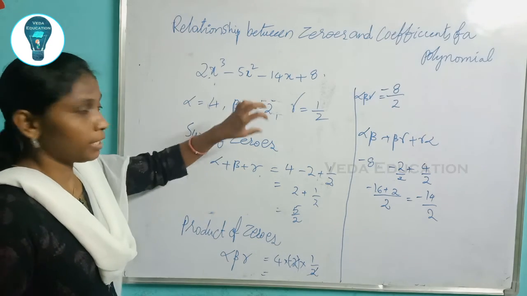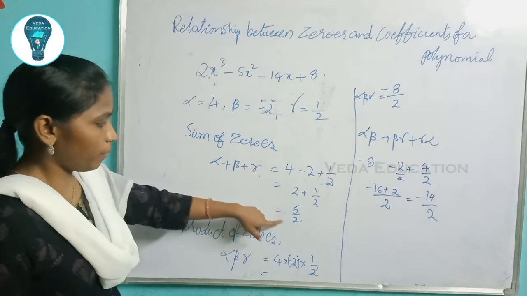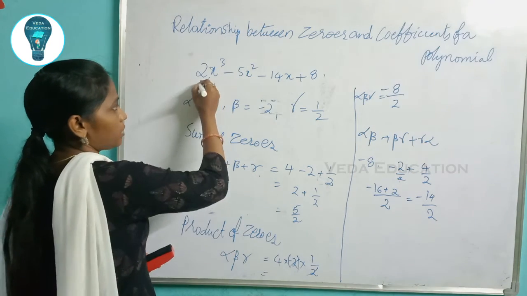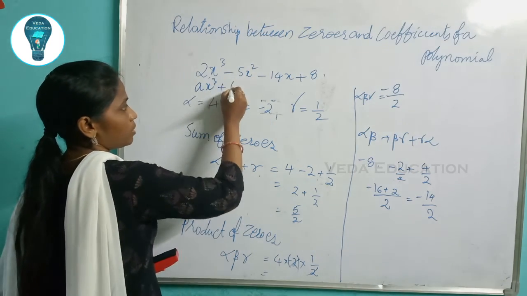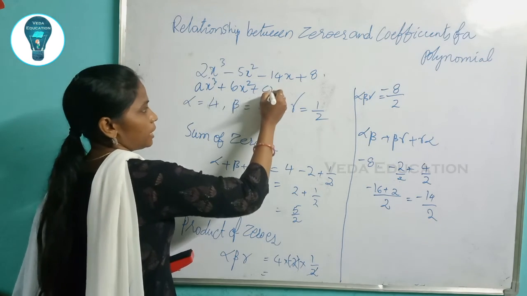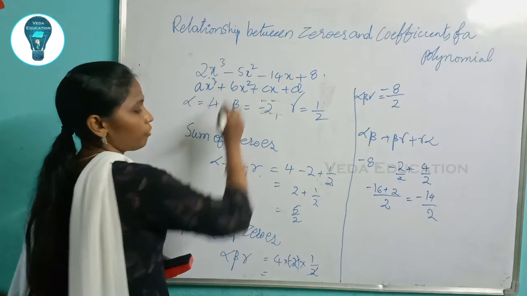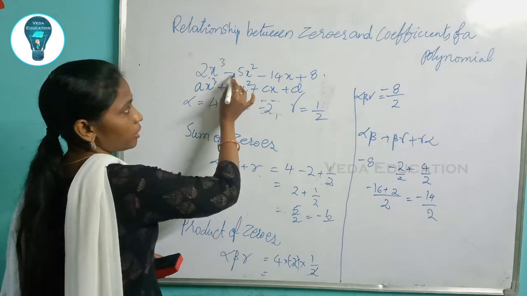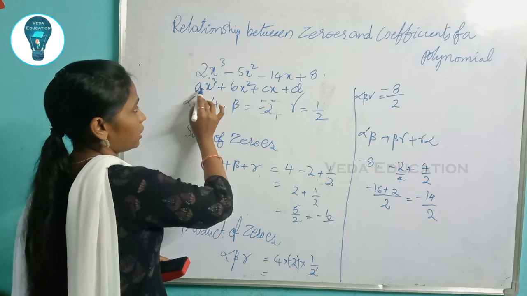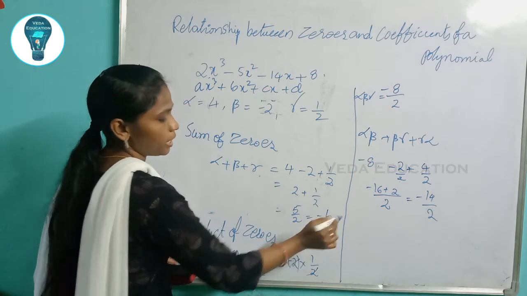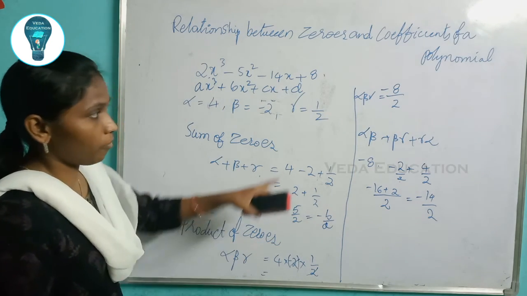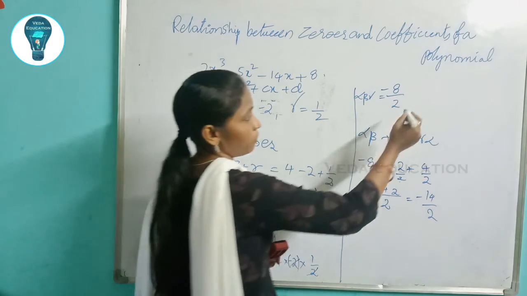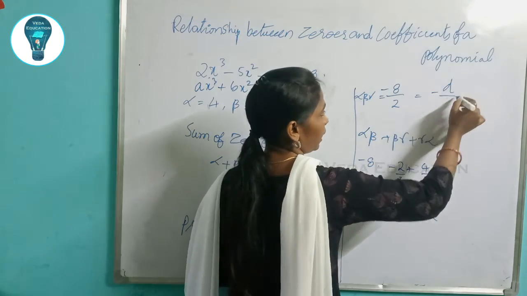Now we are checking the relationship between zeros and coefficients. So 5 by 2 is the first one. The general form of a cubic polynomial is ax cube plus bx square plus cx plus d. So what is b here? Minus 5. So you can write minus of b, minus of minus, you will get plus 5. So 5. Next, what is a? 2. So here 5 by 2 is minus b by a. Next, alpha beta gamma value is minus 8 by 2. Where we have 8? That is d. And 2 is a. So minus 8 we have, so minus d by a.